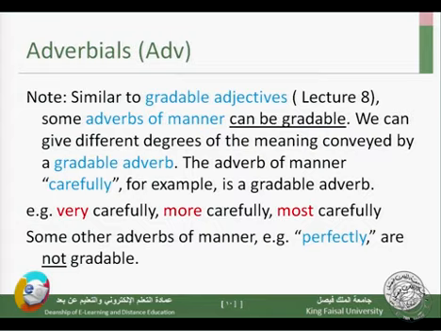Okay, we talked previously in lecture 8, the previous lecture, about gradable adjectives. Adverbs are similar. There are adverbs that can be graded. They can be gradable. They have certain degrees. So some adverbs of manner can be gradable. Adverbs that tell us in what way, how something was done. So these are called adverbs of manner, and they can be graded. We can say, for example, very carefully. Okay, so carefully is a gradable adverb, and we can give more of the grade.